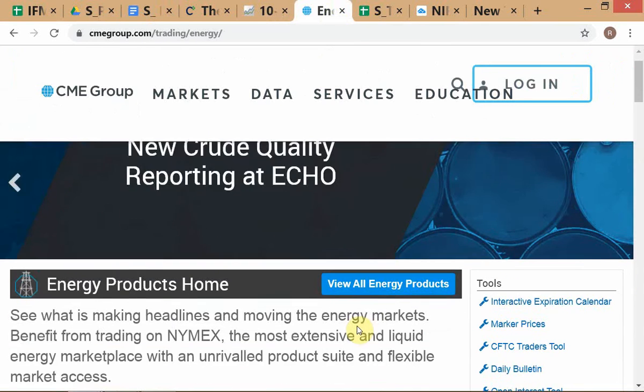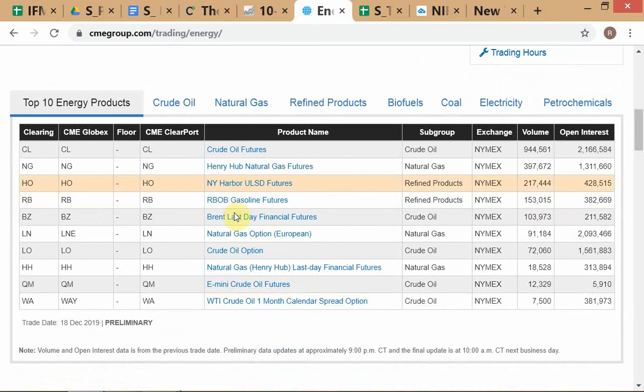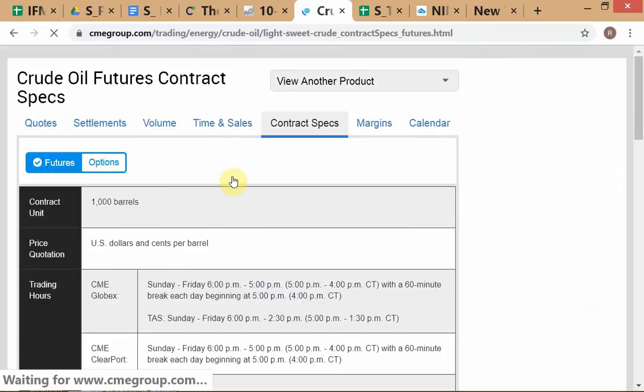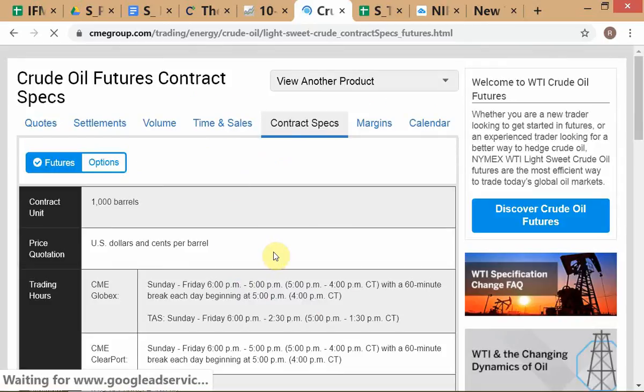Energy complex. You see how many different products trade there on the energy complex. See all the open interest. See how high the natural gas open interests are. Figures are very high. Lots of volume. Okay, let's look at crude oil futures. Let's go to the contract specs and look at it. I'm pretty sure it's 1,000. There you are. So that's why I said 25 contracts.